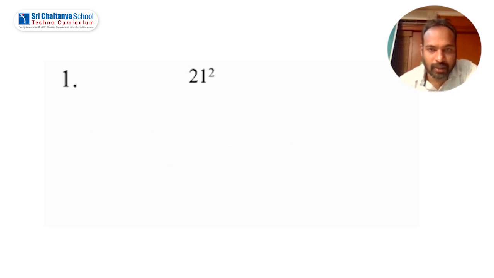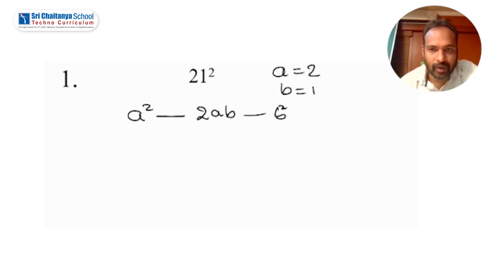Look at this question, 21 square. First digit considered as a equal to 2 and second digit considered as b. In the expansion of (a plus b) whole square, what will you get? A square, then 2ab, then b square. What is the value of a here? 2. A square, so 04. 2ab, 2 into 2, 4, 4 into 1, 4. So write it as 04. B square, 1 square, which is 1.